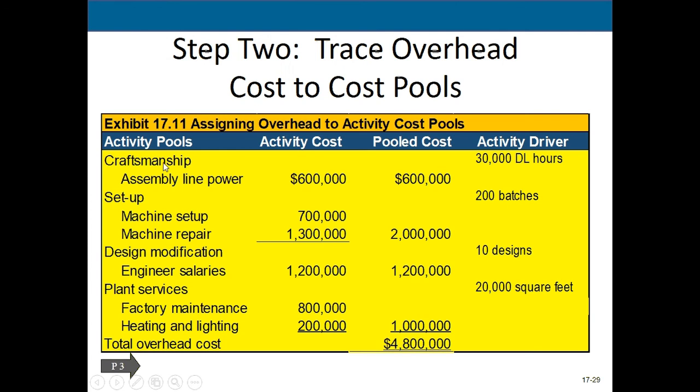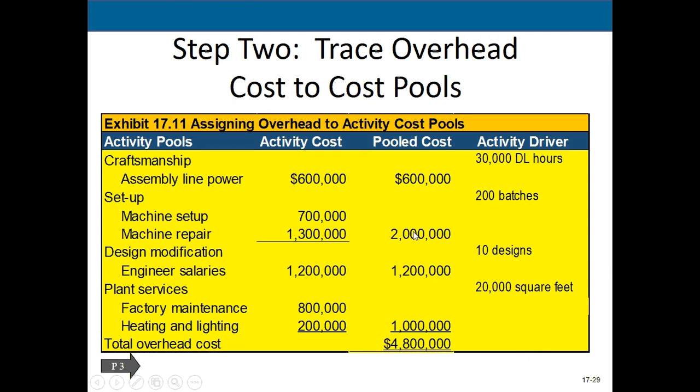In the craftsmanship pool, we're going to call that just the assembly line power. That's the activity. We already determined it costs us $600,000, and we're going to base that on direct labor hours. The setup pool is going to contain machine setup and machine repair because they seem to go well with the number of batches that are being produced.